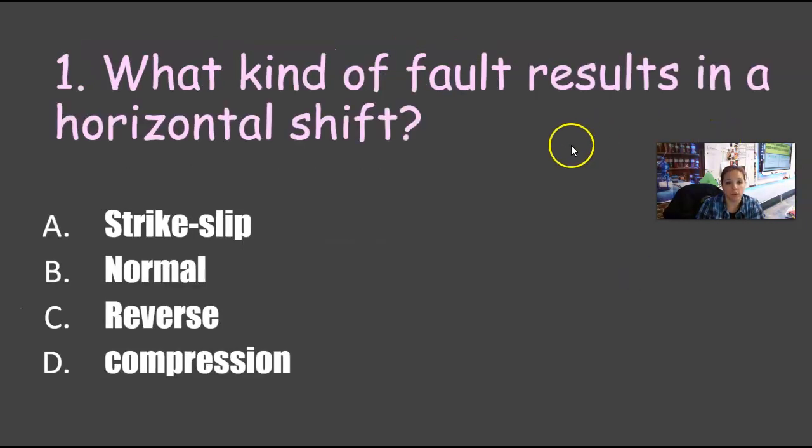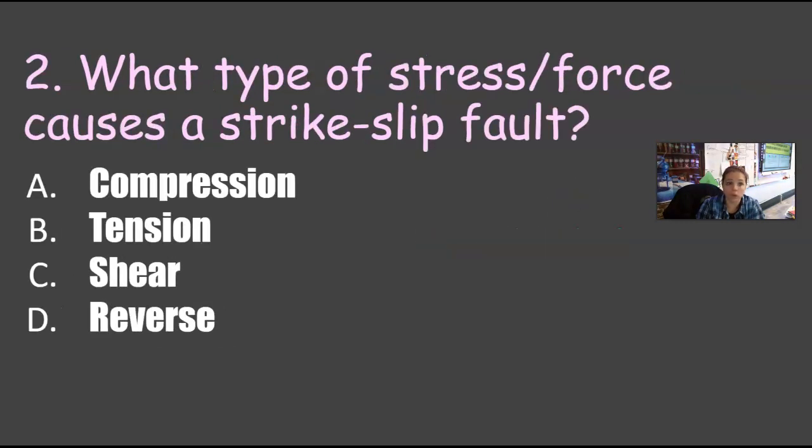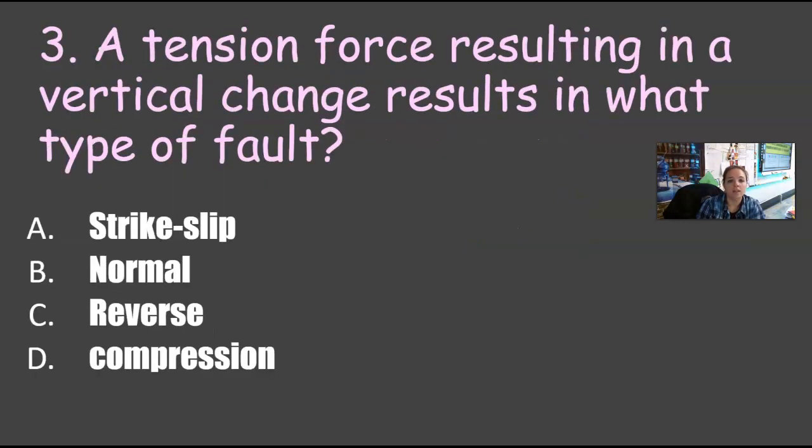All right, let's go back to 1. What kind of fault results in horizontal shift? This one is going to be a strike slip. Well, what type of force causes a strike slip? It's going to be shear. A tension force results in a vertical change resulting in which type of fault? It's going to be normal.